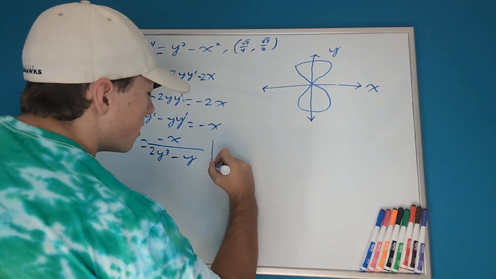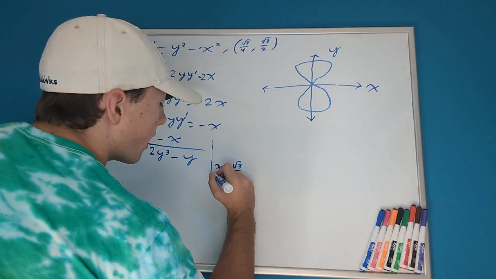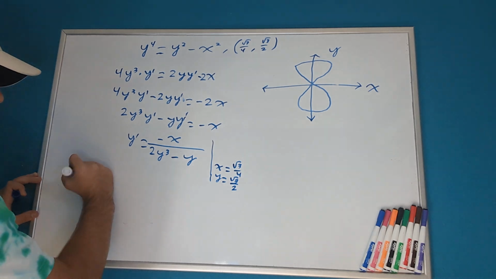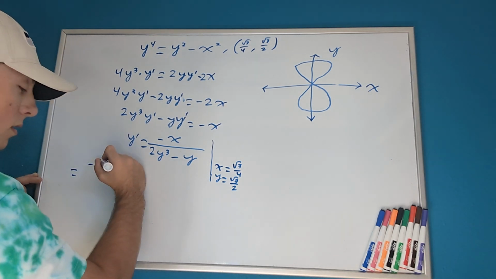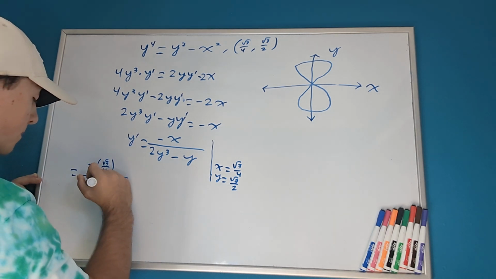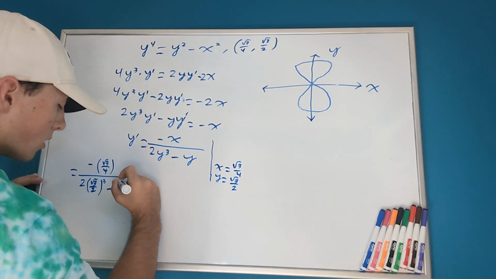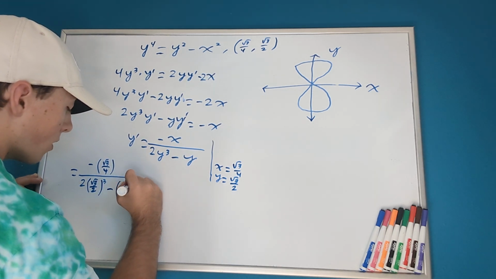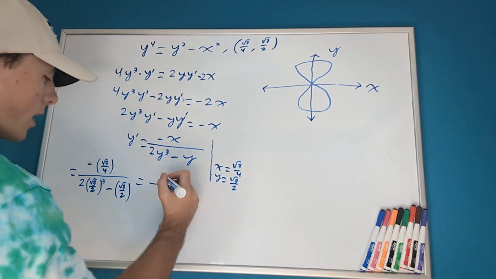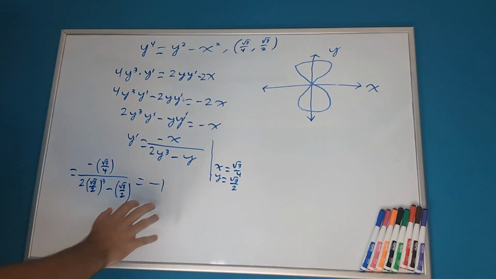So we would say x equals square root of 3 over 4 and y equals square root of 3 over 2. So what you would end up with is negative square root of 3 over 4, over 2 times square root of 3 over 2 cubed, minus square root of 3 over 2. If you evaluate this, which I encourage you to do, you would end up with negative 1. So the slope of this at this point equals negative 1.